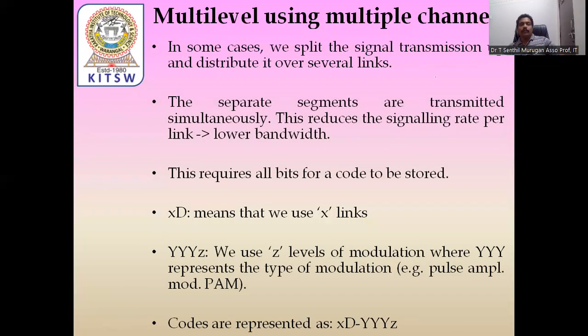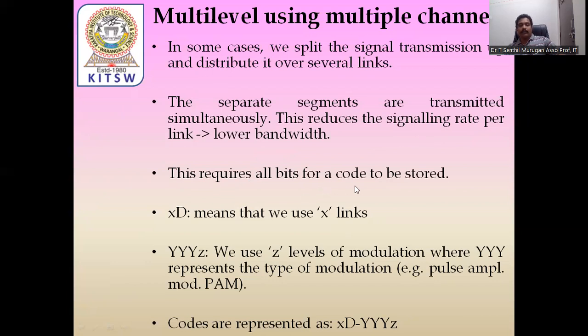So now, multi-transition. Okay, so that means multi-level using multiple channels. So how can we represent it? In some cases, we split the signal transmission and distribute it over several links. The separate segments are transmitted simultaneously. This reduces the signaling rate per link, so lower bandwidth.